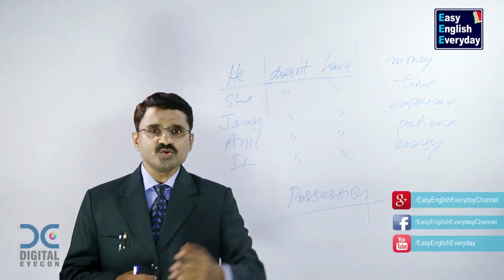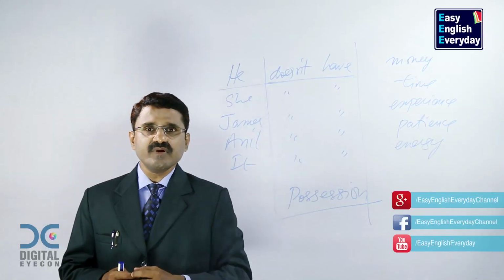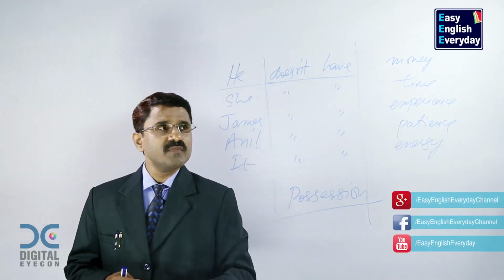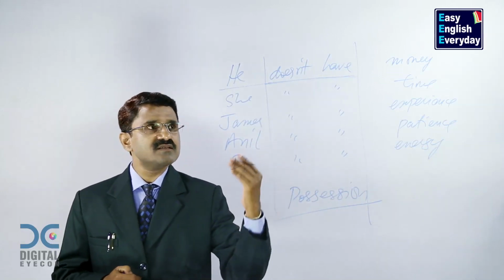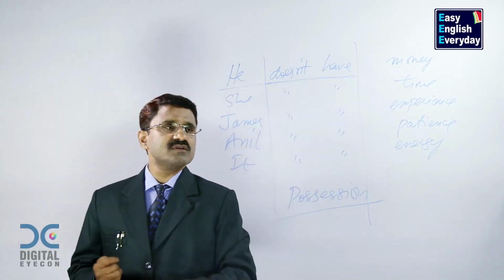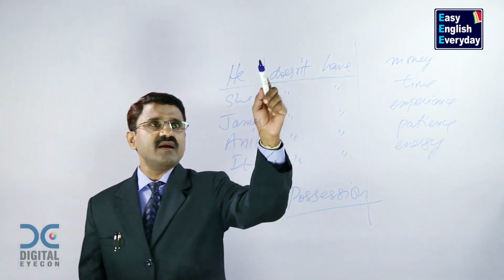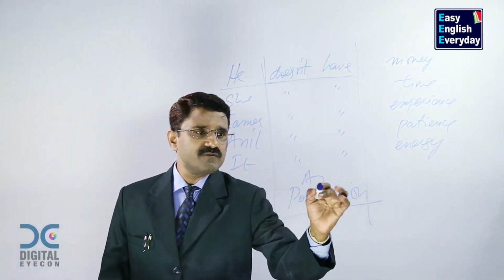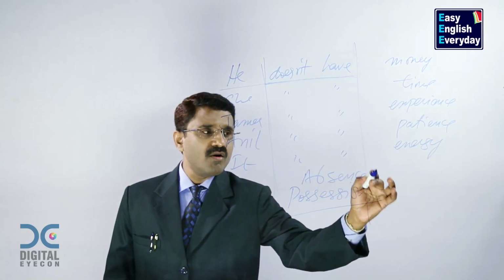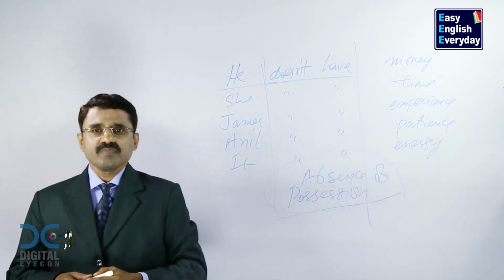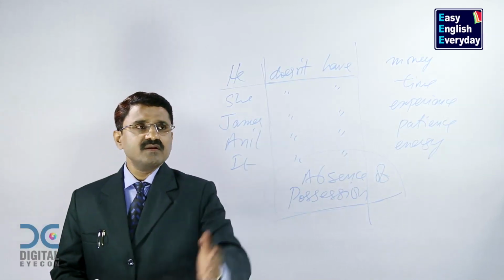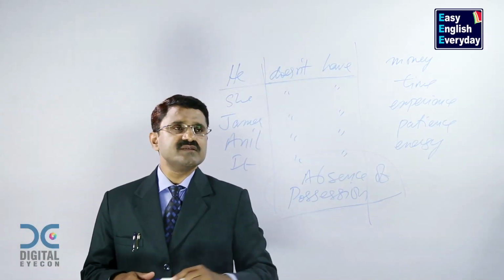He doesn't have any two-wheeler. He doesn't have any four-wheeler. He doesn't have a laptop. He doesn't have a desktop. He doesn't have a hut, he doesn't have a house, what not. All these examples indicate the absence of possession on a regular basis. If something is not there with a person, we use this type of sentences.